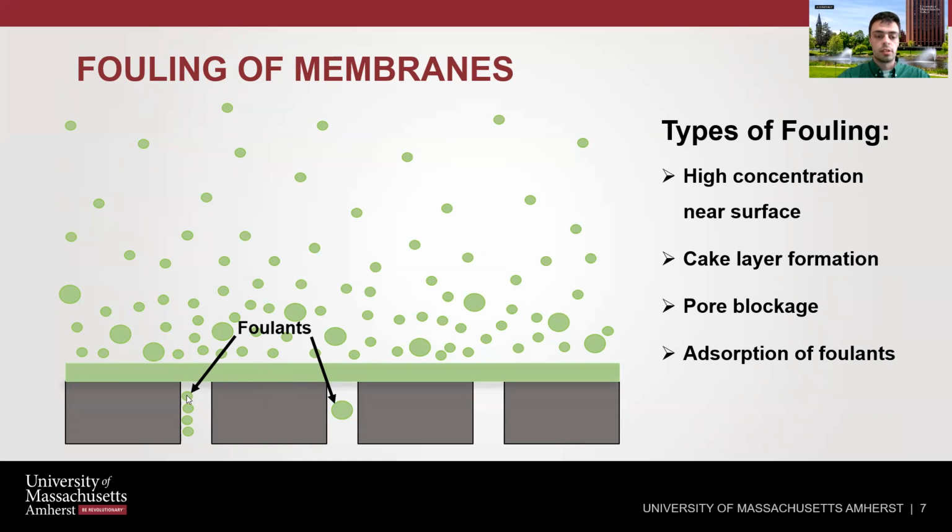A similar mechanism is adsorption of foulants. When particles permeate the surface, but are also attracted to the membrane, they can deposit on the surface of some fibers in the membrane, which decreases pore size and permeation. So all these types of fouling make a membrane much less efficient over time.